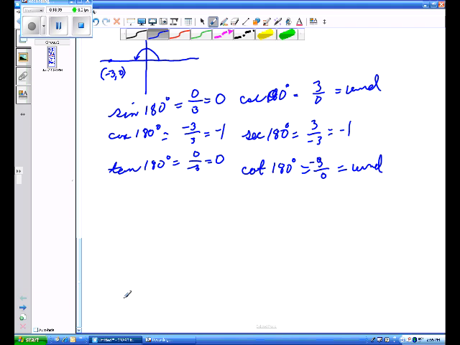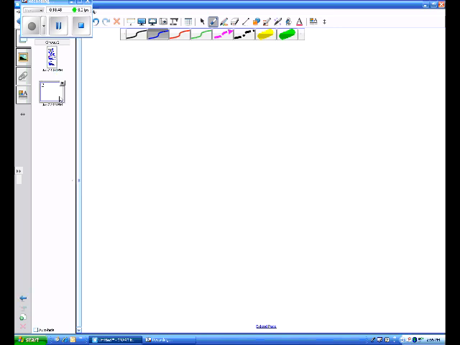Now, some of the things that we might have noticed here as far as our angles go is that depending upon the quadrant that we're in will determine what sign our function has. And that's a very important thing, and again, something that you will need to make sure that you learn. So let's just look at those.